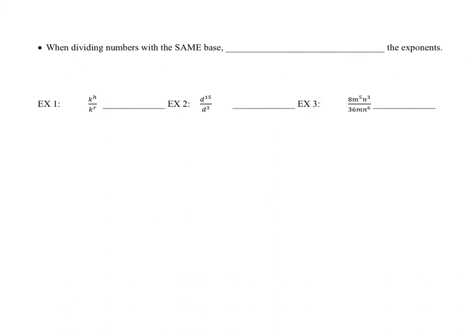Alright, so now moving on to the newer concept, dividing numbers with the same base. When dividing numbers with the same base, you learned that what we do here is we subtract the exponents, or you're like canceling them out. So right here, k's, they're the same base. What would I do with those exponents if they were numbers? Well, I would subtract them. So this would be written as k to the h minus r.